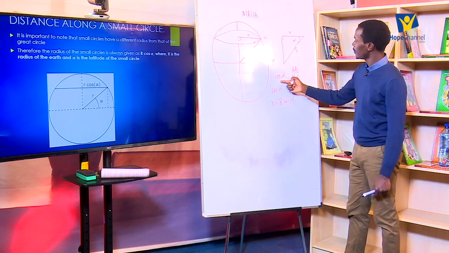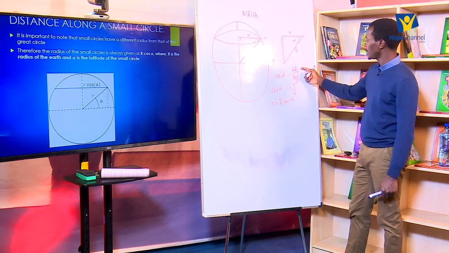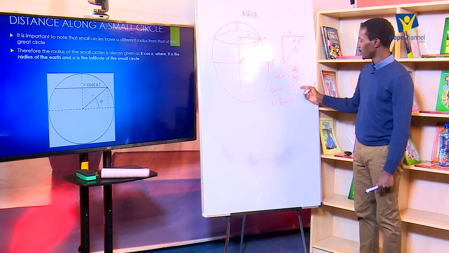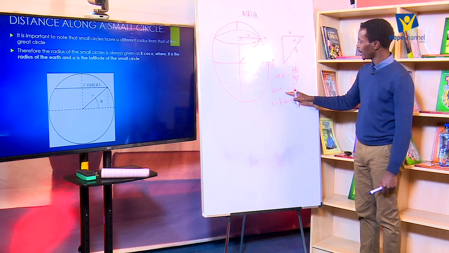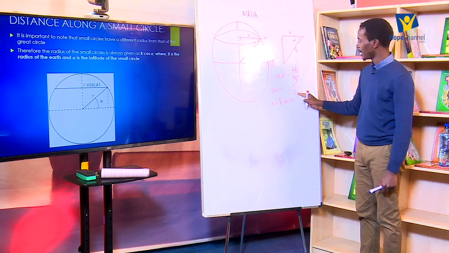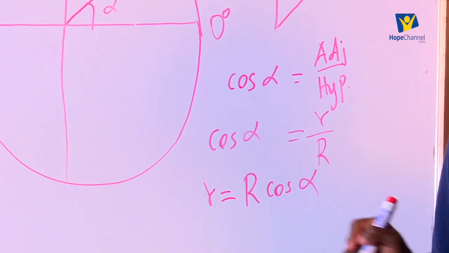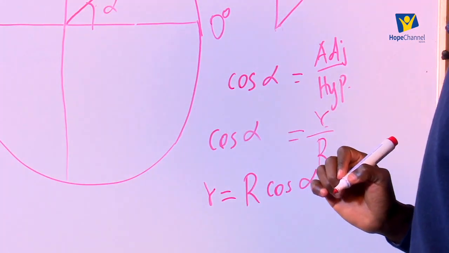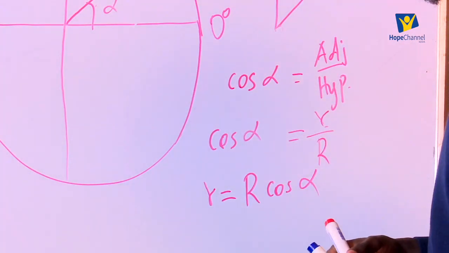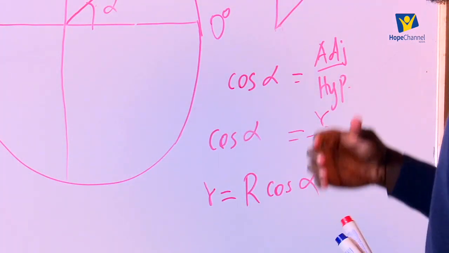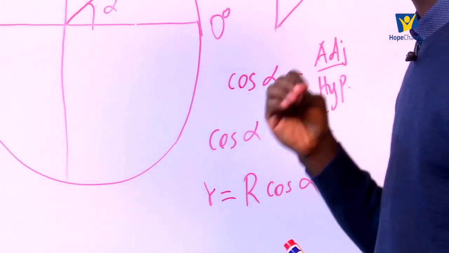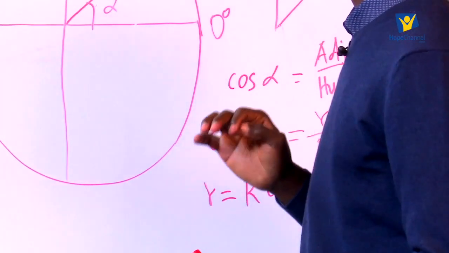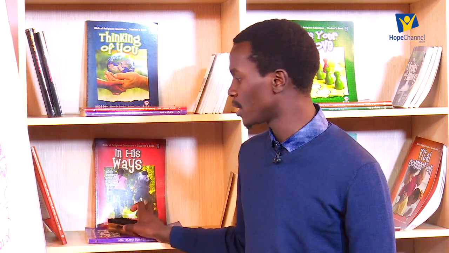Now the cosine of an acute angle is given as adjacent over hypotenuse. So that gives us cos of alpha equals small r over the capital R, whereby the small r is the radius of the small circle. Now, having written that, we can know that when working out the distance along the small circle, we will not use the usual radius of the earth, but another expression for working out the radius of the small circle.